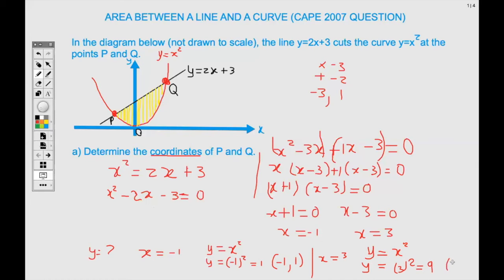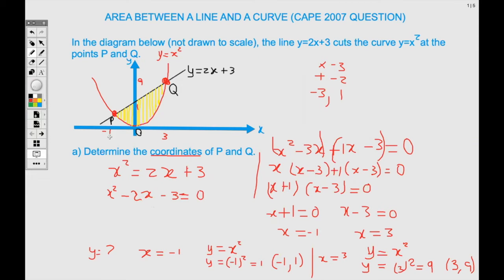So the coordinate for this is x is 3 and y is 9. That's it. So the next thing is to assign the coordinates to be P and Q. P has to be -1 and 1 because x is a negative number. So it has to be P, just because x is a negative number and where it's positioned on the graph. So that means Q is at x = 3 because it's on the positive side of the x-axis. And that's all we know, which is P and Q.